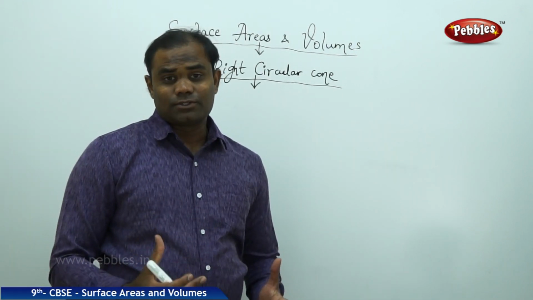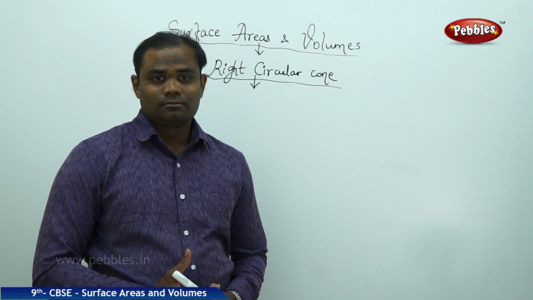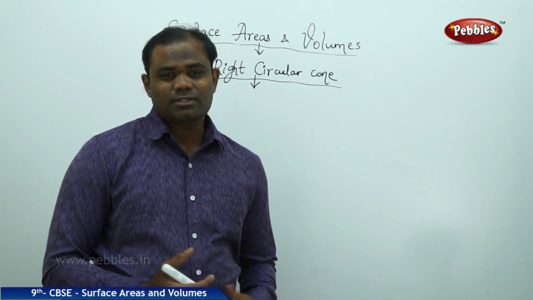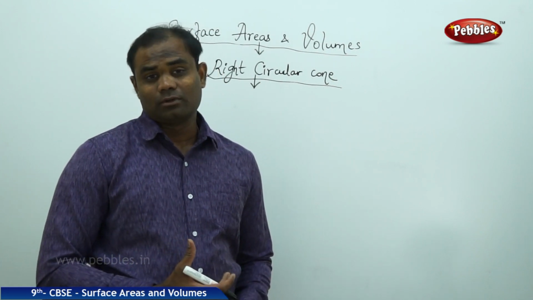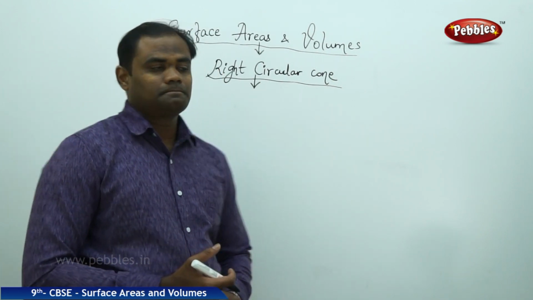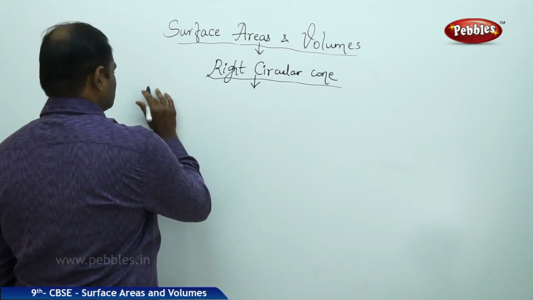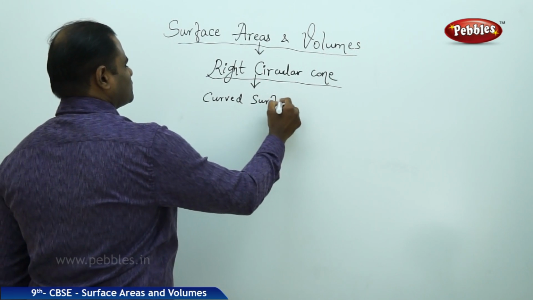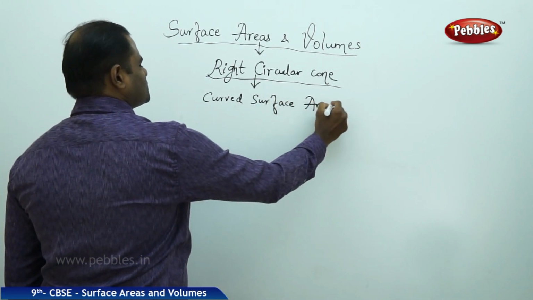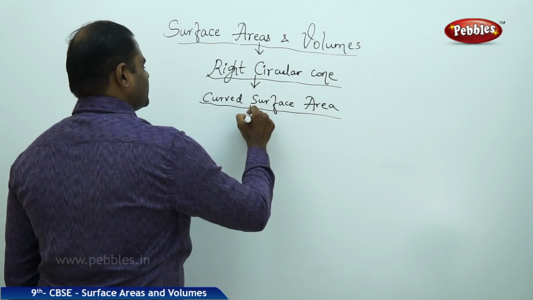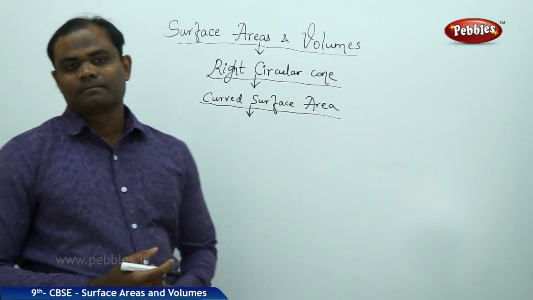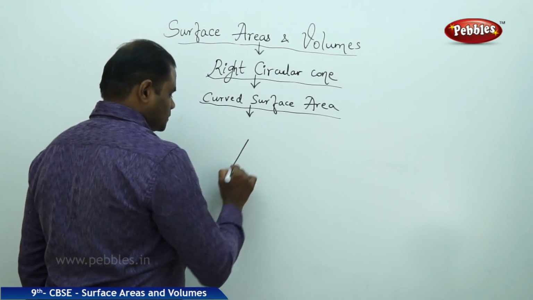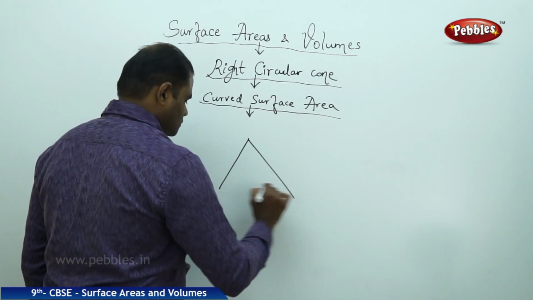Now that we have understood a right circular cone, let's try to understand the curved surface area. What is the curved surface area of a cone or a right circular cone? So this session is about the curved surface area of a cone. Let's see the curved surface area of a cone. Here is the cone.